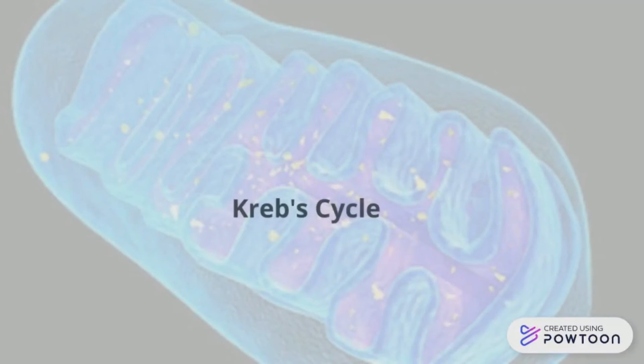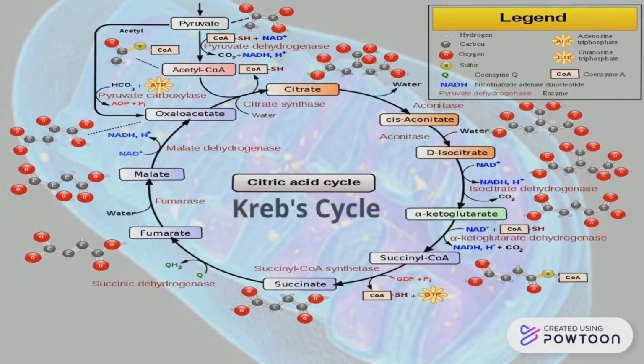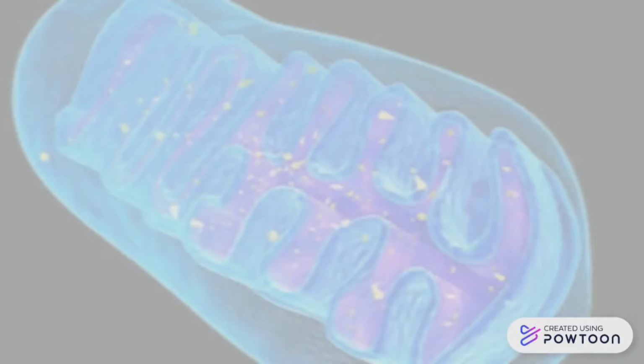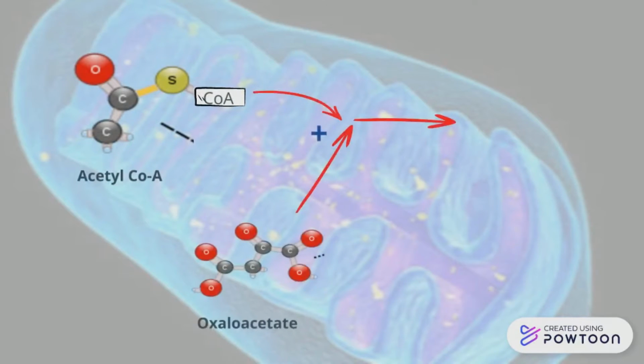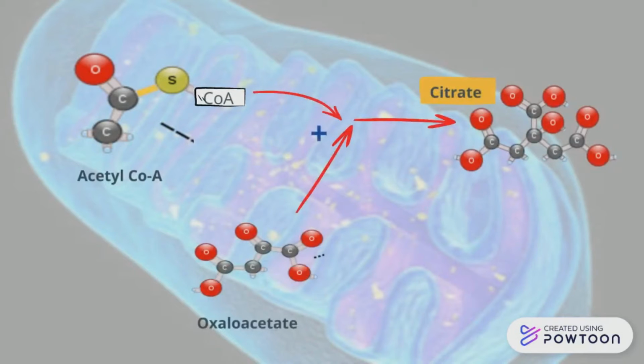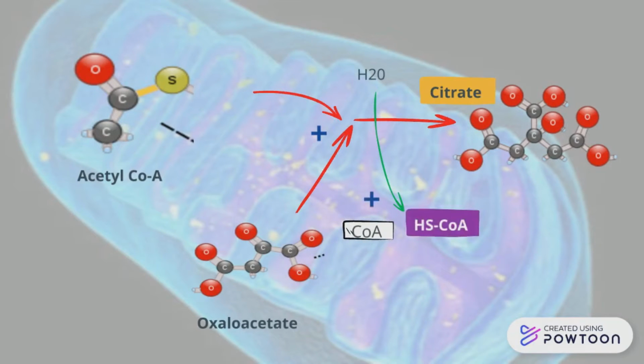Krebs cycle, or by another name, citric acid cycle, is the continuation of aerobic respiration. In the first step, acetyl coenzyme A will combine with oxaloacetate to form citrate or citric acid. A molecule of water will combine with the coenzyme A from acetyl coenzyme A to form HS coenzyme A.